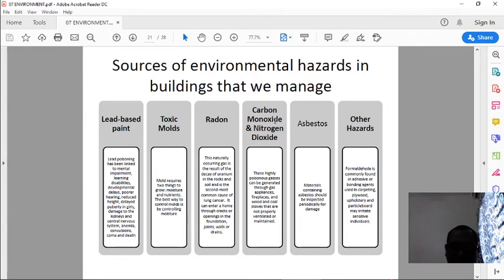Other than that, carbon monoxide and nitrogen dioxide, asbestos. Asbestos is usually located in roofing materials, especially if you use the cheap grey ones, which contain a lot of asbestos. This asbestos eventually can increase the likelihood of contracting cancer. So be careful about the materials that we choose for maintaining our managed properties.